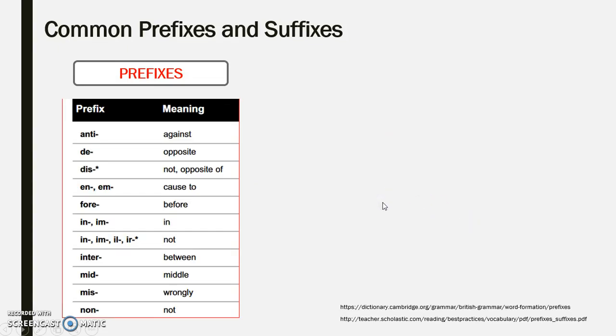So what do we need to do? We need to know common prefixes and suffixes and what they mean. So anti, against, dis, the opposite, for, in, not, inter, like international, between, mid, in the middle, mis, wrongly, misunderstand, you understand something in the wrong way.